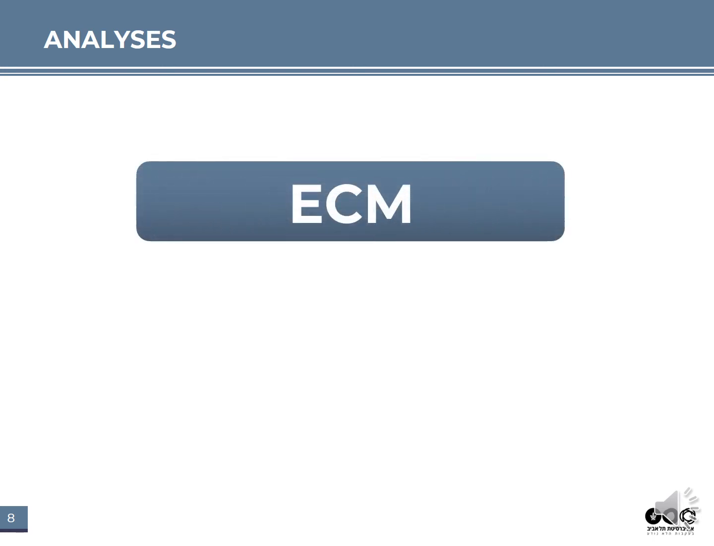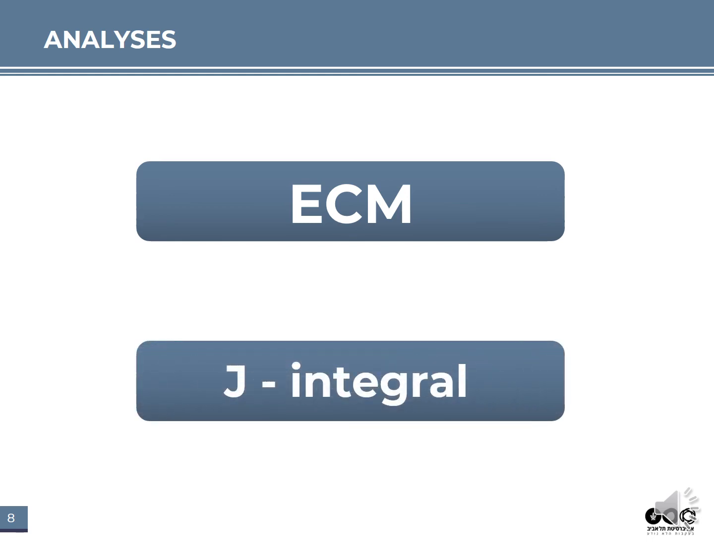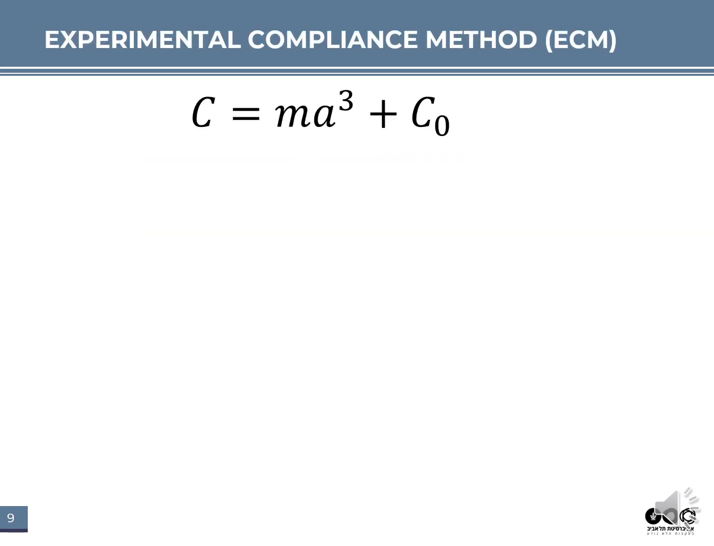The results from the tests were analyzed by means of two methods. A global method, referred to as the experimental compliance method, or ECM, and a local method which makes use of the J integral. The ECM begins with a relation between the compliance and the delamination length throughout the test.